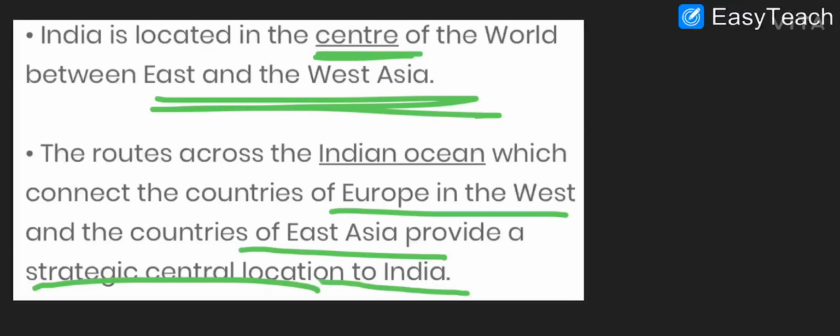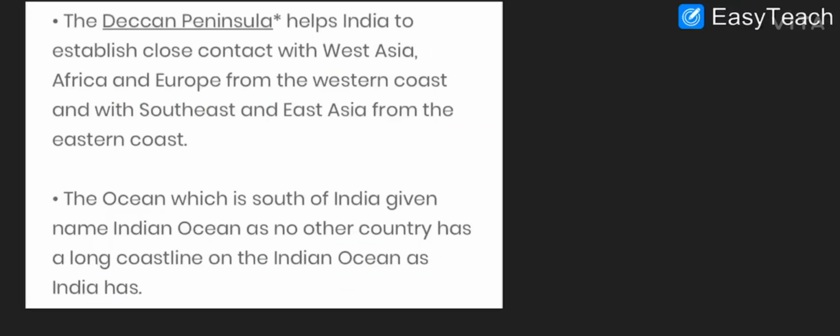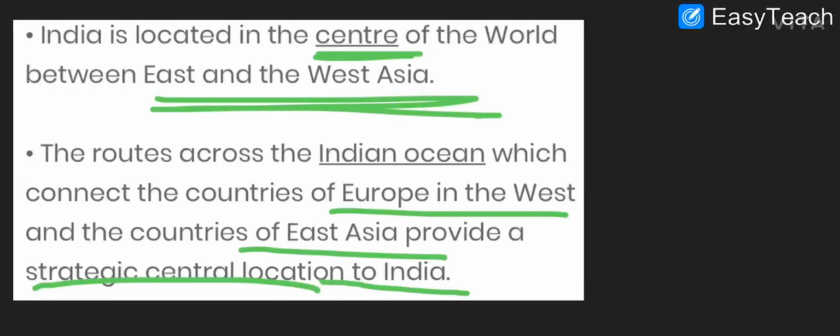It is because we can easily have trade, we can as easily have exchange of ideas, exchange of thoughts and exchange of cultures, traditions, right? You can also have this question in 2 marks.